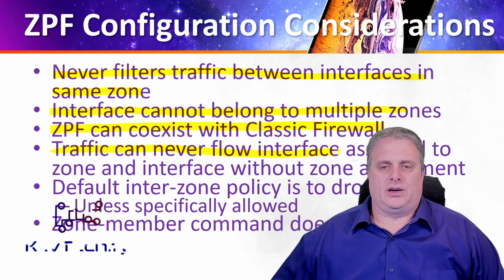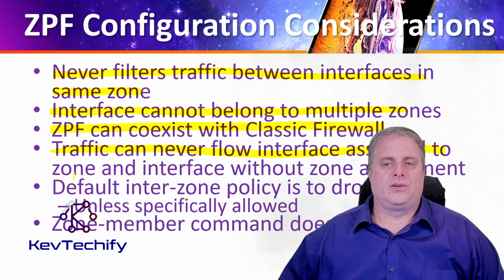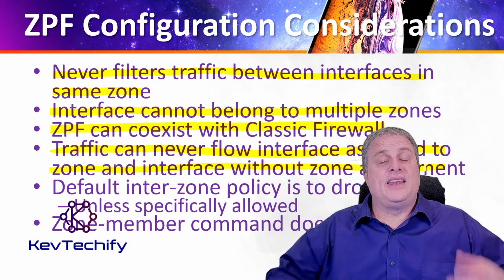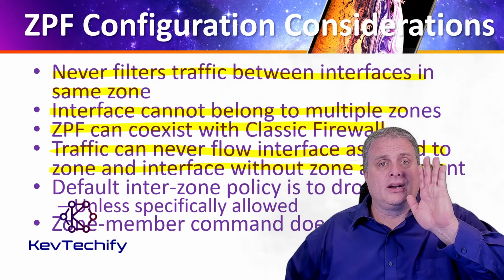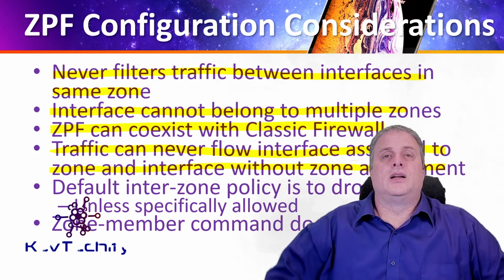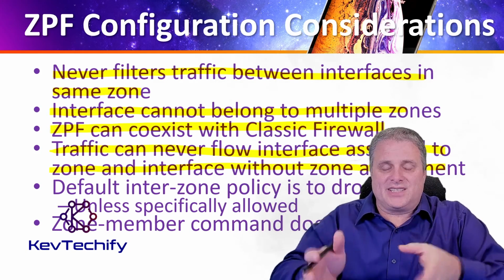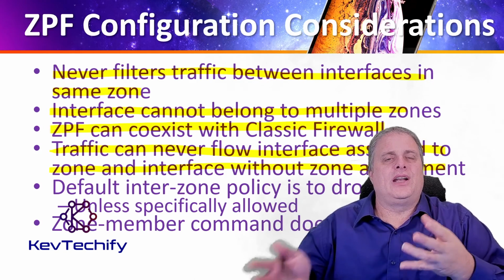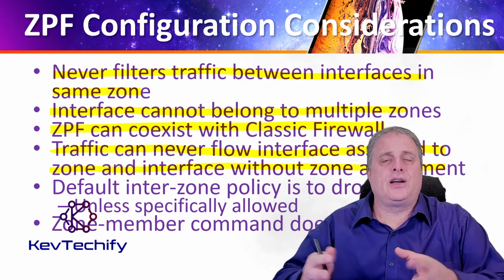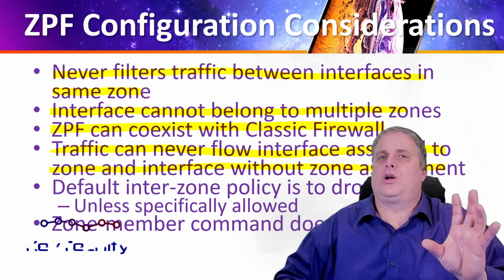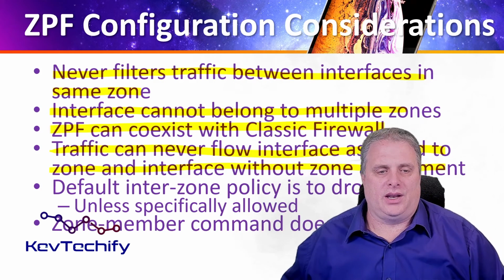The next one here is traffic can never flow from an interface assigned to a zone to an interface without a zone assignment. It can never flow from an interface that's in a zone to an interface without a zone. The thinking here is that interface that doesn't have a zone, you haven't really considered it. You haven't brought it into the idea of the zone-based policy firewall. We're not going to let data go from that zone-based policy firewall into something that's not regulated.